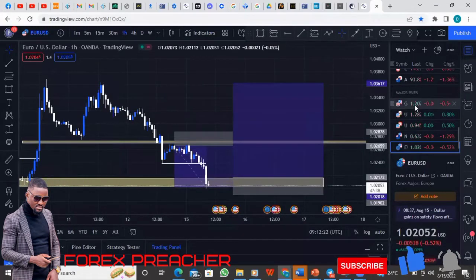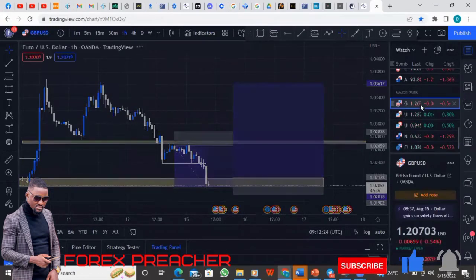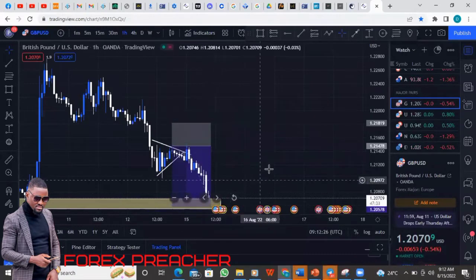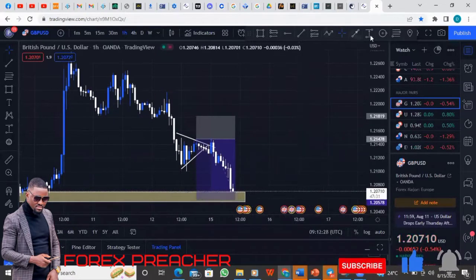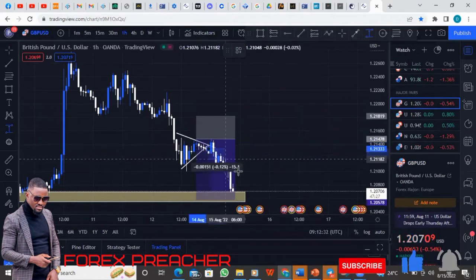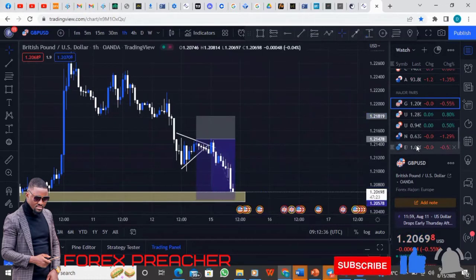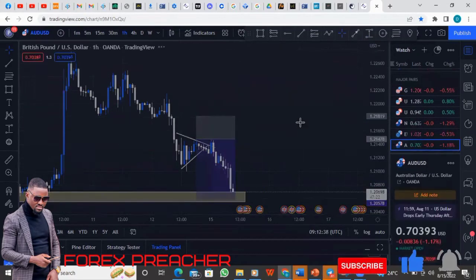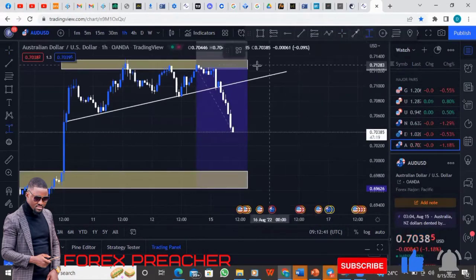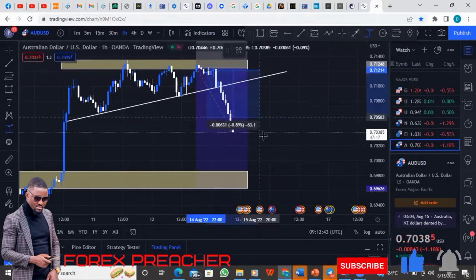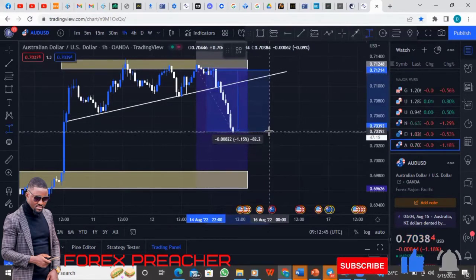Now, if you look at my watch list, the GBP USD has hit our take profit. We took the trade somewhere around here, and this is 63 pips. The AUD USD is also running massively in profit, zero drawdown, and this is 80 pips.